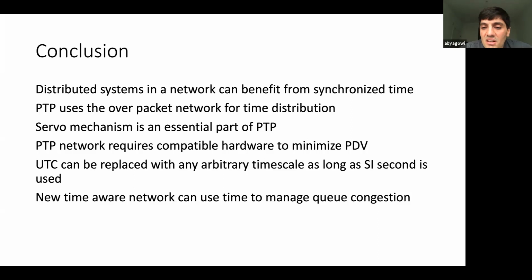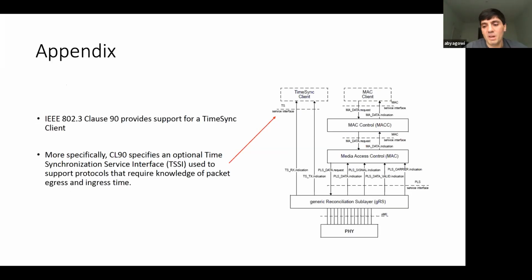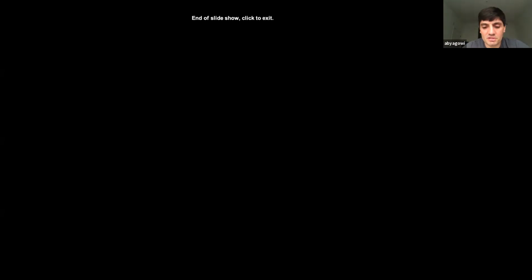UTC is an arbitrary time scale because we always add a leap second. Today, the leap second total is about 37 seconds, meaning, quote unquote, the Earth slowed down 37 seconds over the last 50 years. Time-aware networks can manage queue congestion much more efficiently. That's it, and we have a lot more if anyone is interested.